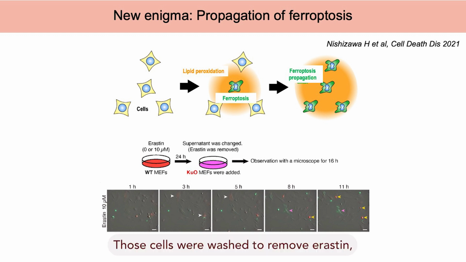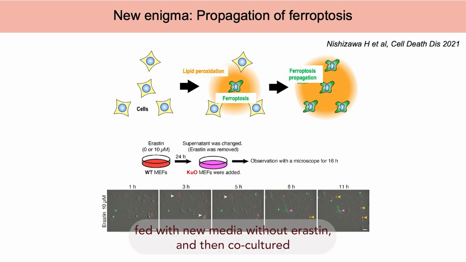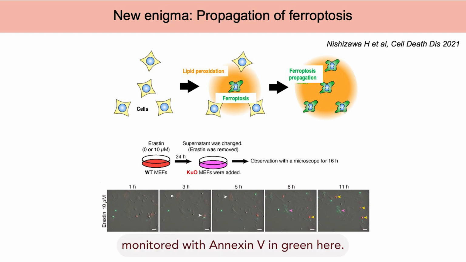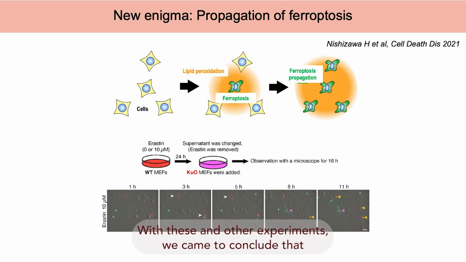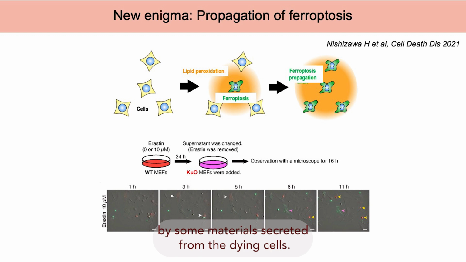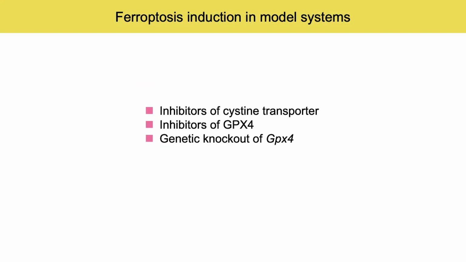Those cells were washed to remove elastin, fed with new media without elastin, and then co-cultured with another batch of cells marked with orange fluorescent protein. Cell death is monitored with annexin 5 in green here. In half or 1 day, these orange cells also started to die. With this and other experiments, we came to conclude that ferroptosis can propagate from cells to cells, and the propagation is mediated by some materials secreted from the dying cells.